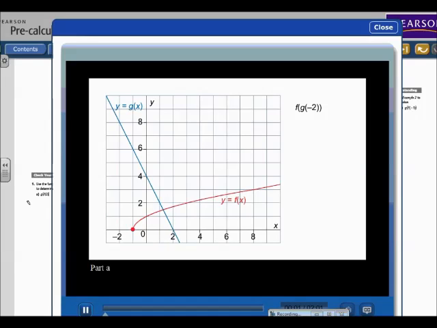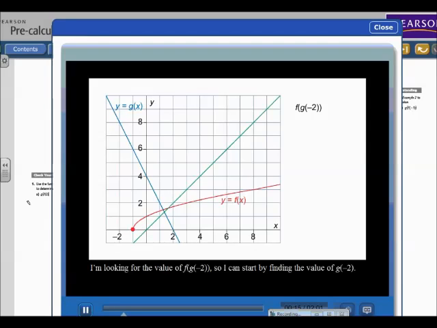Part A. Given the graphs of y equals f at x and y equals g at x, determine the value of f at g at negative 2. I'm going to start by drawing the line y equals x. I'm looking for the value of f at g at negative 2, so I can start by finding the value of g at negative 2. I'll draw the line x equals negative 2 from the x-axis up to the graph of y equals g at x. The line intersects the graph at p negative 2, 8, so g at negative 2 equals 8.